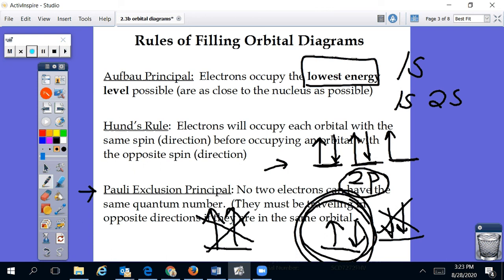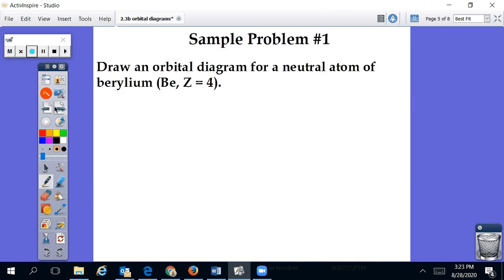So let's do some examples together, because I think that's the only way to really understand how to draw an orbital diagram. Okay, so you're going to draw an orbital diagram for a neutral atom of beryllium. Well, the first thing is you're still reading the periodic table like a book.